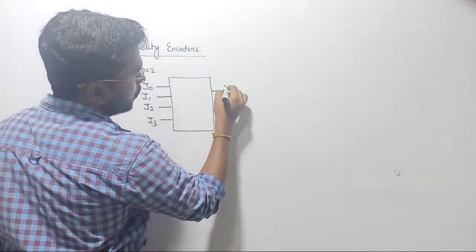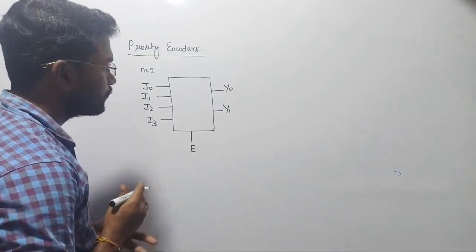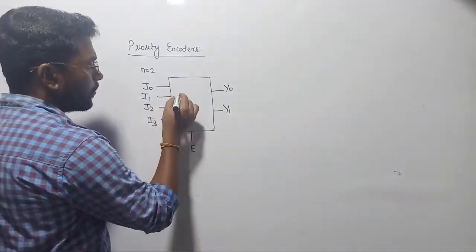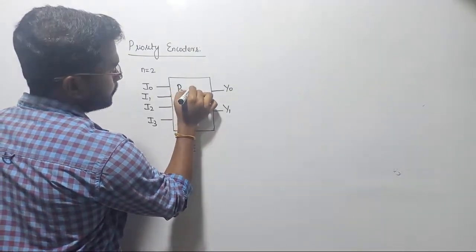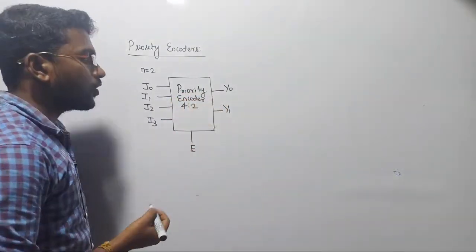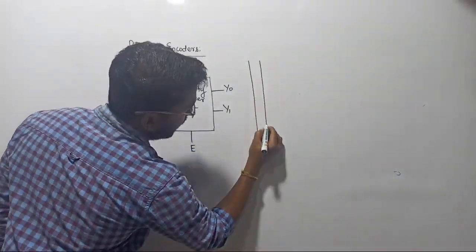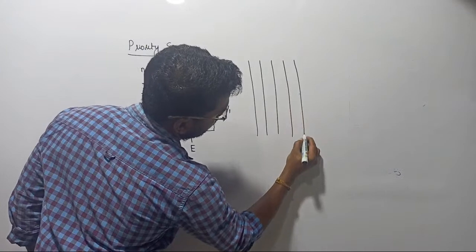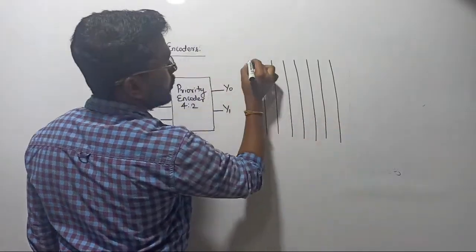outputs, Y0 and Y1. With this we are going to consider the enable pin also. We are in the priority encoder now, you don't need to panic. Let's see how it works. Let's design the truth table first. I need the enable pin, then 4 input lines, 1, 2, 3, 4, and 2 output lines also. Let's join them together.